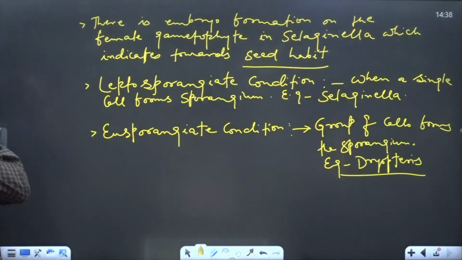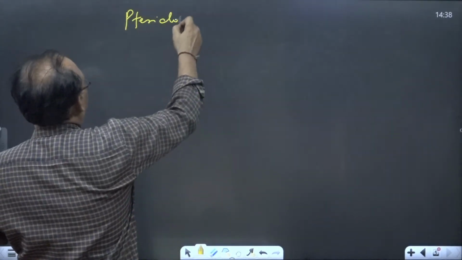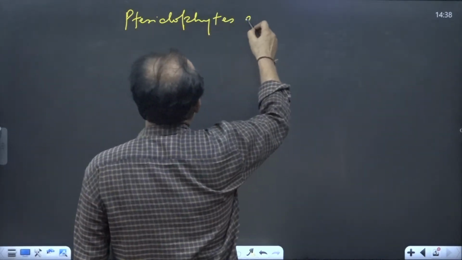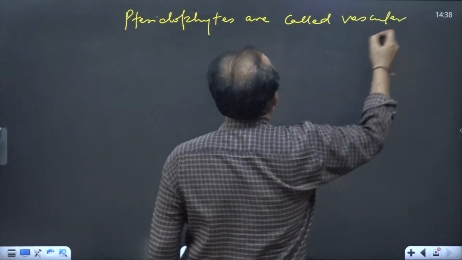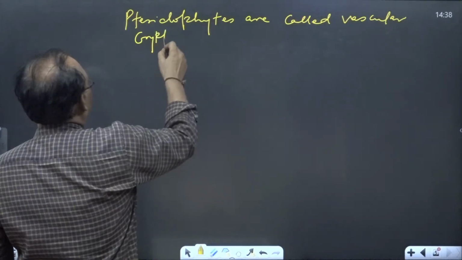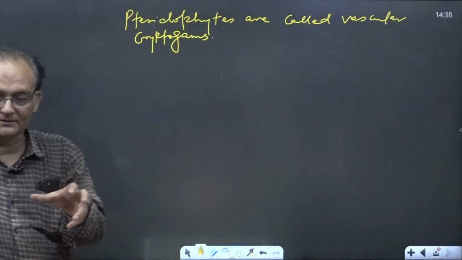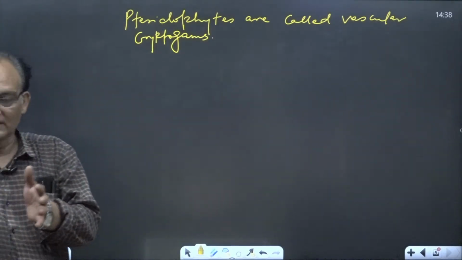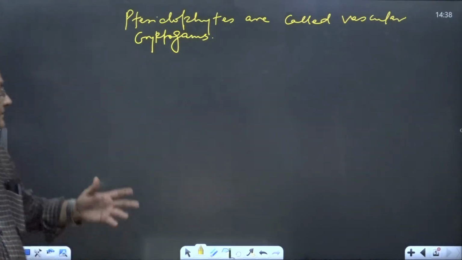अच्छा, that point you have not mentioned ना, vascular cryptogams वाला point. तो next point में हम लिखेंगे that pteridophytes are called vascular cryptogams, है ना. Why is it called cryptogam? Cryptogams are non-seed bearing plants, right? There are two types of plants, cryptogams and phanerogams. The seed bearing plants are called phanerogams. Non-seed bearing plants are called cryptogams.